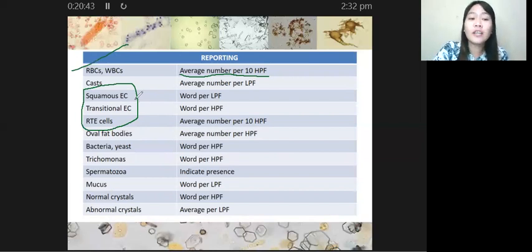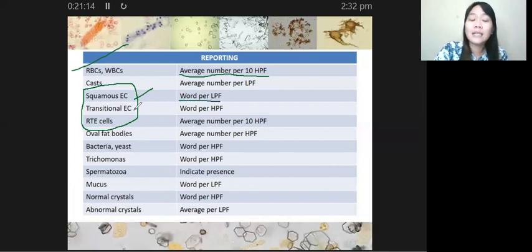Alright? So your squamous epithelial cells, they are not significant unless otherwise stated or otherwise specified in the question. Or unless otherwise deemed significant by the physician or by the doctor. Okay? But usually, in general, hindi po siya significant. So how do we report your squamous epithelial cell? It is reported as word per LPF.